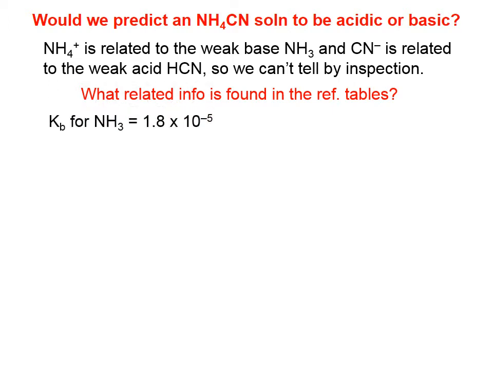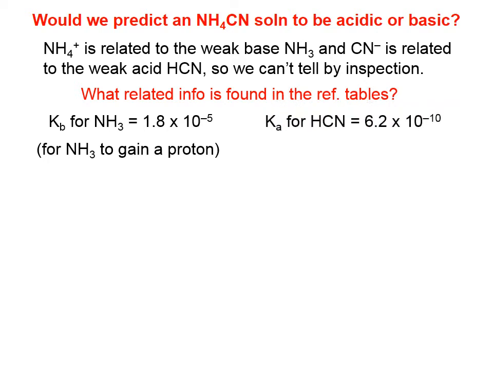We can very quickly find the Kb for ammonia, because ammonia is a very common weak base. That is the equilibrium constant for ammonia to gain a proton. We can also very quickly find the Ka for hydrocyanic acid, because that's a very common weak acid. And that would be for HCN to lose a proton.